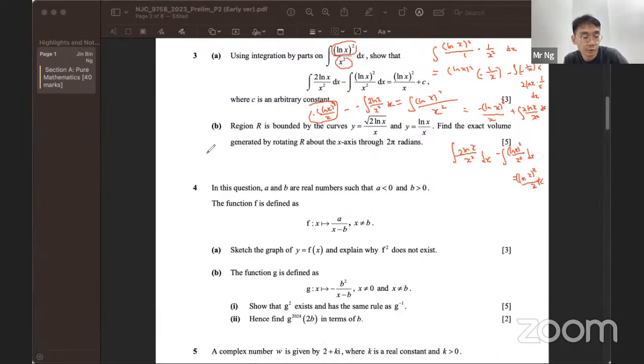Bounded by two curves. Okay, so I think from my graph, what I see is that there's one curve that is like this, and then there's the other curve that is, I don't know, like this.